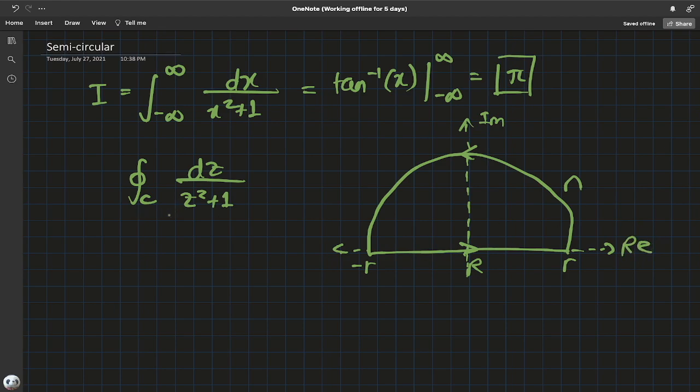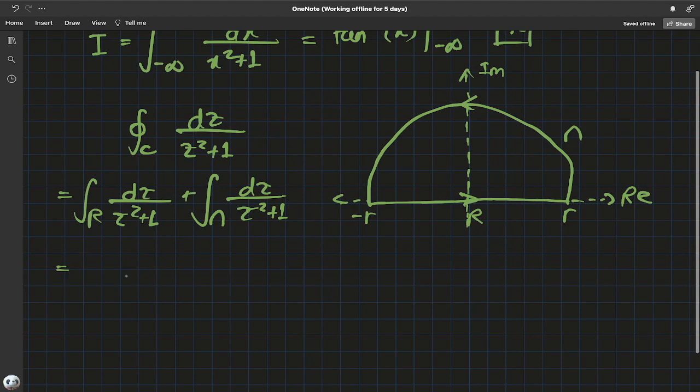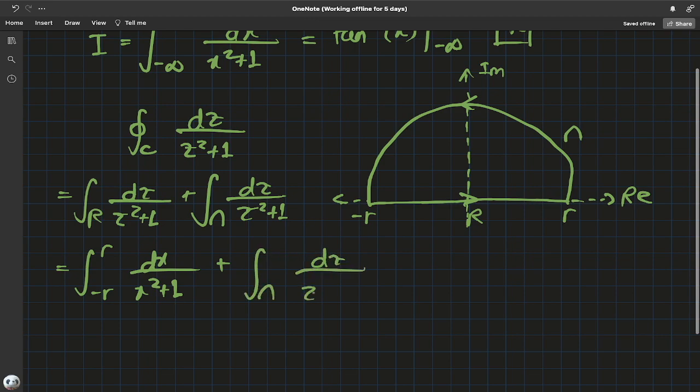So that's the setup. When I write this contour integral, I'm going to have a contour integral over the real segment, dz over z squared plus 1, plus the contour integral over the arc, dz over z squared plus 1. Over the real segment, z is equal to x going from negative R to R, dx over x squared plus 1, plus just this arc that we will consider shortly.